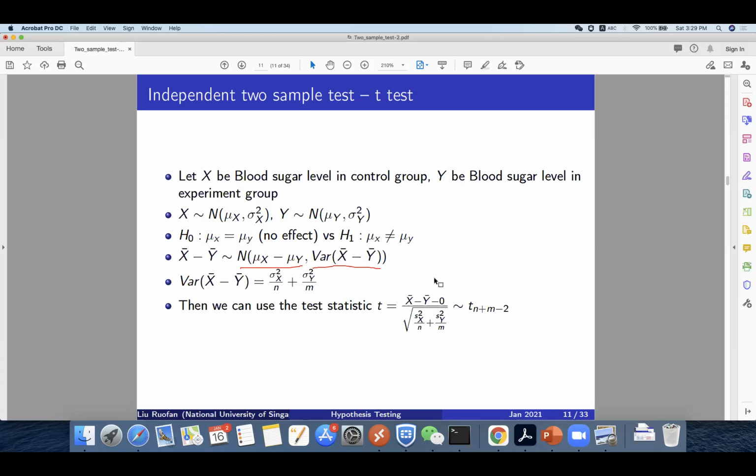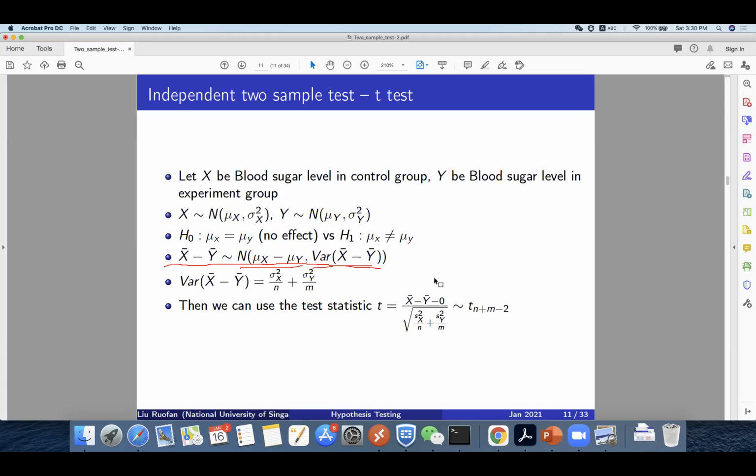So you can see the fourth line. In the fourth line, we're going to construct another random variable, x bar minus y bar. And this x bar minus y bar is just like the x bar we use in a one-sample t-test. So we want to have a normal variable to test, then convert it to a t-test statistic.